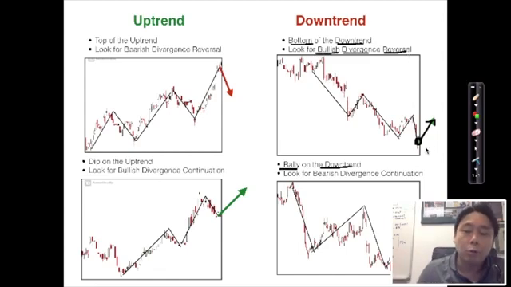Now again, we look to buy here, go long, and of course we need to exit here in case the downtrend continues. So again, this is a counter trend trade. We are going long against the downtrend.